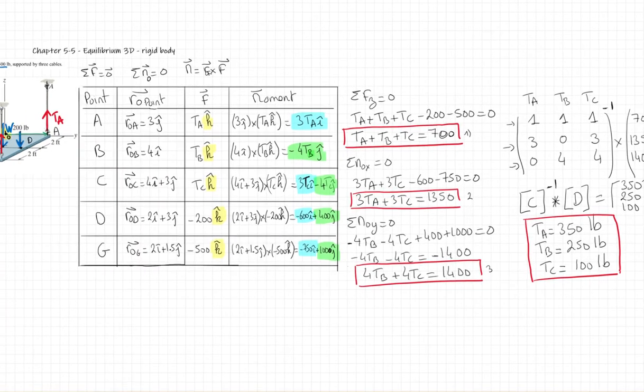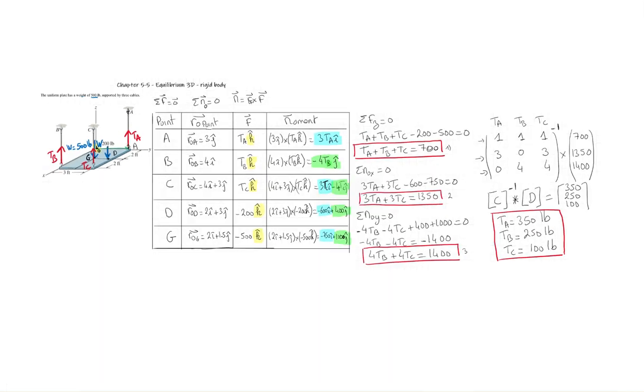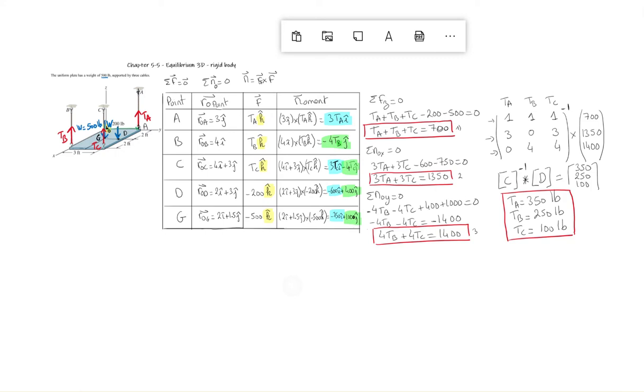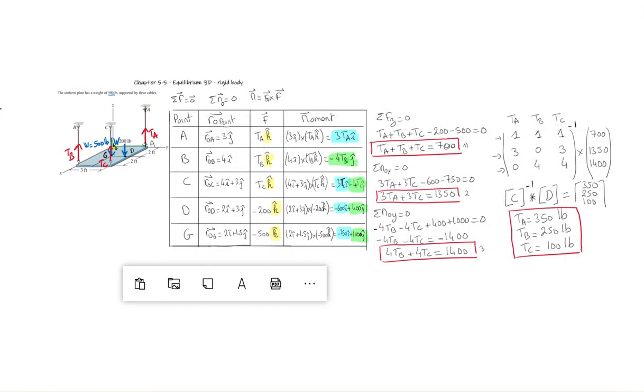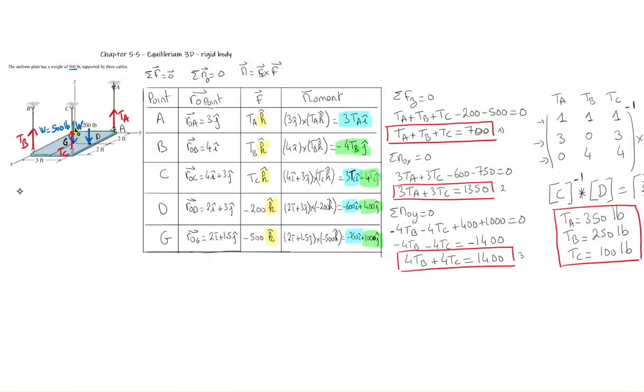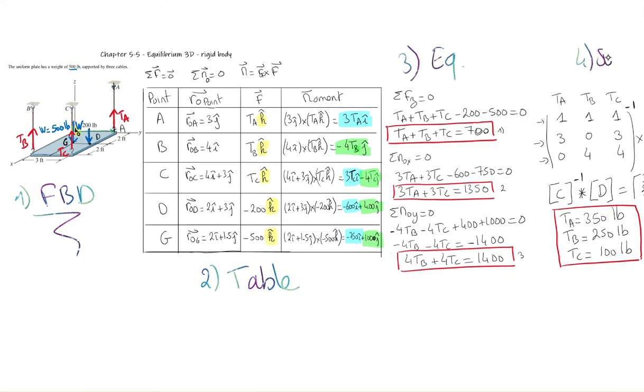So that was the step. But that's the step for solving this problem. First step, free body diagram. Second step, the table. Third step, the equation of equilibrium. And fourth step, solve.